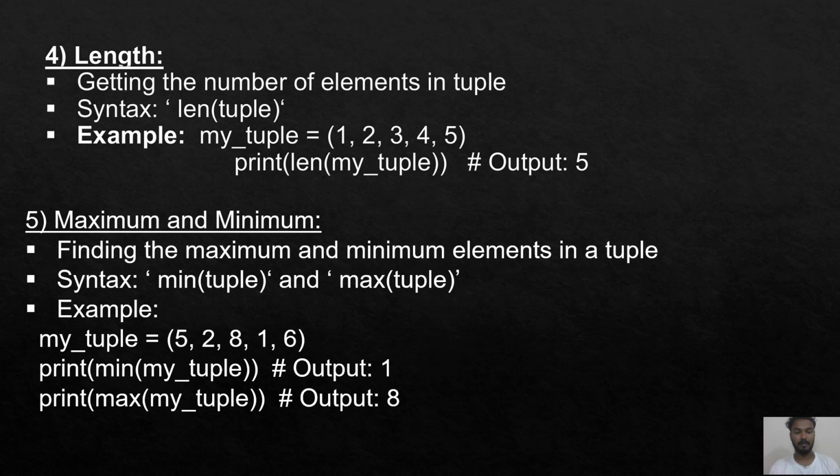Fifth, maximum and minimum. Finding the maximum and minimum elements in the tuple. The syntax for that is min of the tuple and max of the tuple. For example, my_tuple is equal to (5, 2, 8, 1, 6). Print min of my_tuple. The output for that is 1. Print max of my_tuple. The output for that is 8.